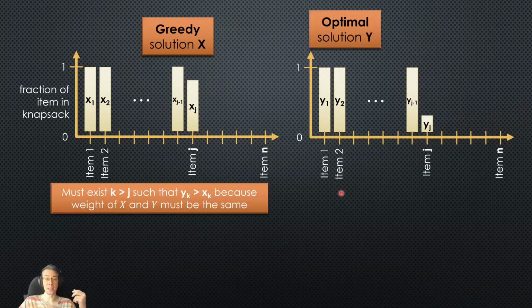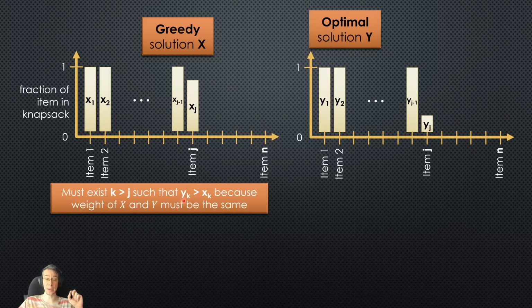Now, at this next step in the proof, in the old proof we said there has to exist k greater than j, such that yk is greater than 0. And this is because if the optimal solution y is really optimal, it must use up all of its weight. And so the weights of the greedy solution and the optimal solution must be the same. And the greedy solution takes more of item j, so the optimal solution has to take some more of some items up here. Now, we're going to change this claim a little bit.